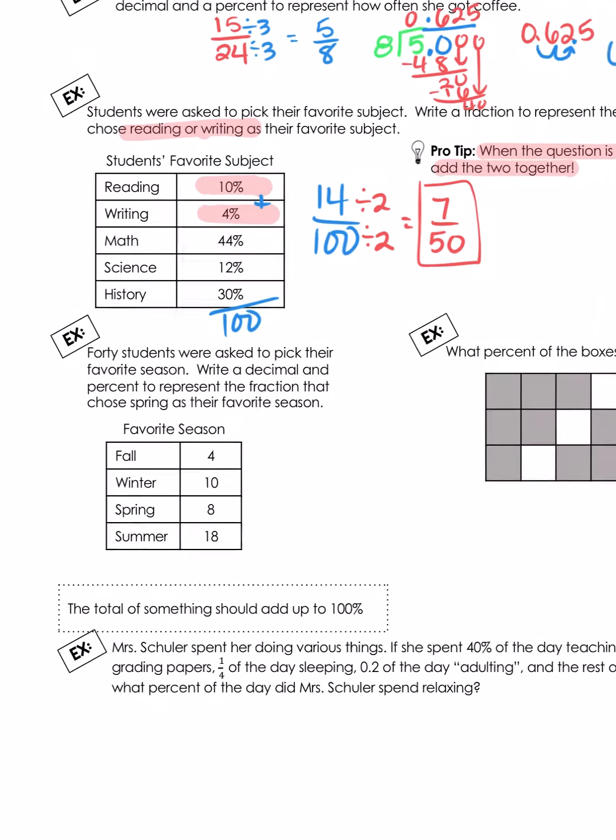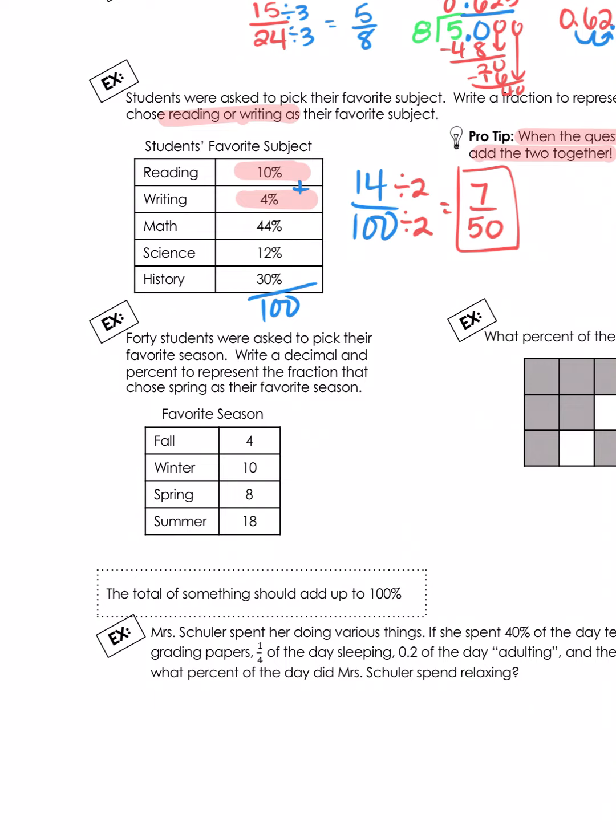This next example, 40 students were asked to pick their favorite season. Write a decimal and percent to represent the fraction that chose spring as their favorite season. A little typo there. So, spring as their favorite season, we look and, well, first of all, it tells us that there were 40 students, but we could also add that up to get 40. And I'm talking about spring. So how many people chose spring? 8 out of 40. So remember, I can simplify this fraction first, which I can in this case. I could divide both by 8, and I get 1/5.